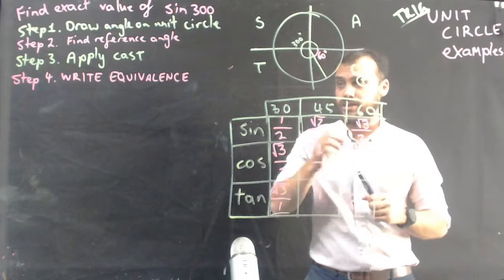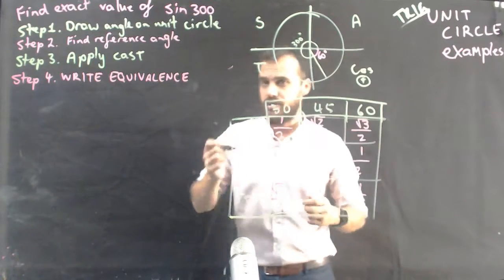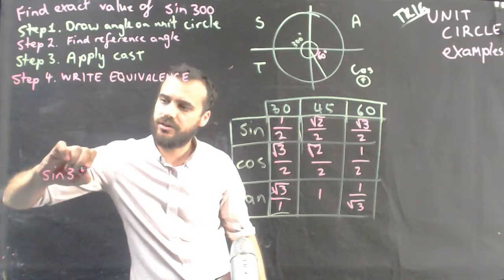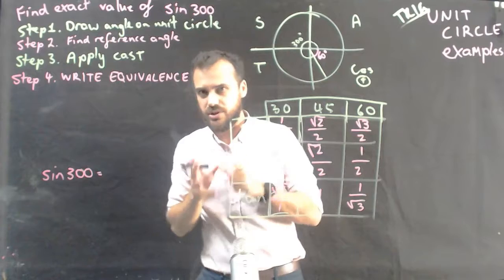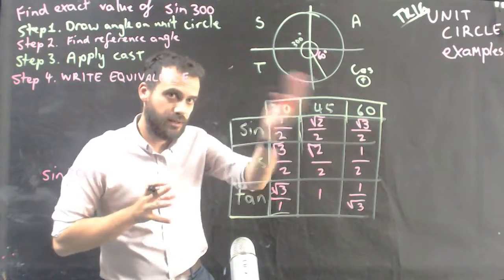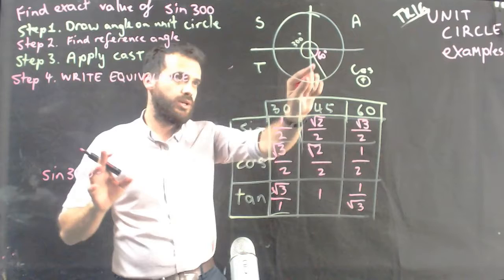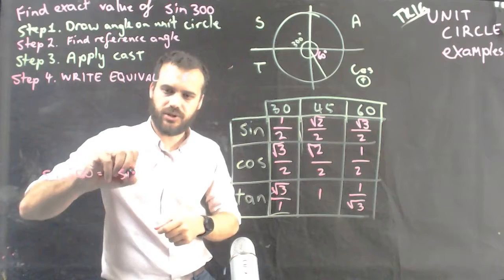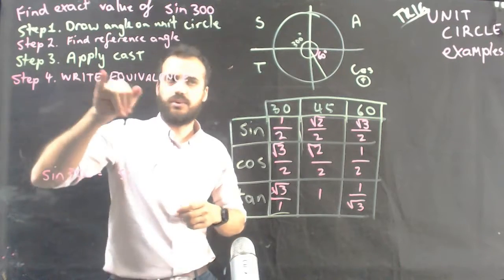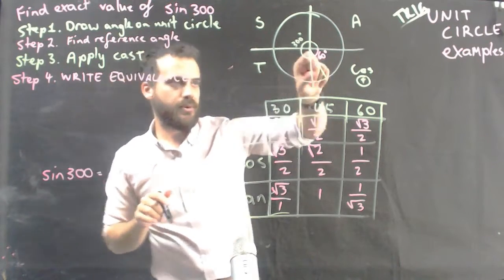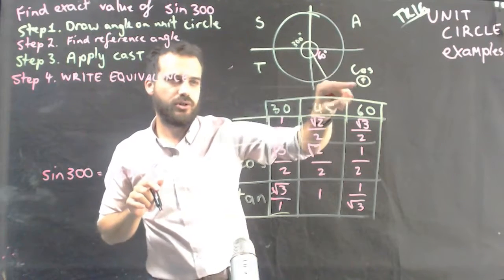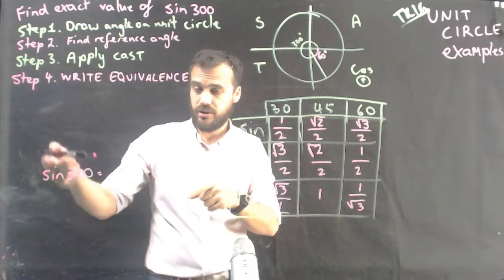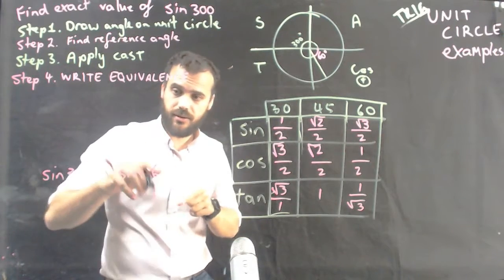Step 4 is to write our equivalence. By that I mean, okay, I know what I'm trying to find. I'm trying to find sine 300. What's sine equivalent to in here? Well, we know what our reference was. It was 60. So we know that sine 300 is going to be equal to sine 60. Step 3, we have to apply cast. Now we know we're in the cos quadrant, so cos is positive, but we're not doing cos, we're doing sine. So sine 300 must be equal to this, but negative.